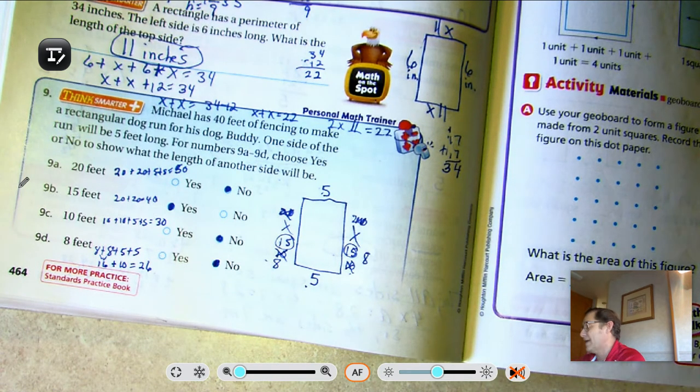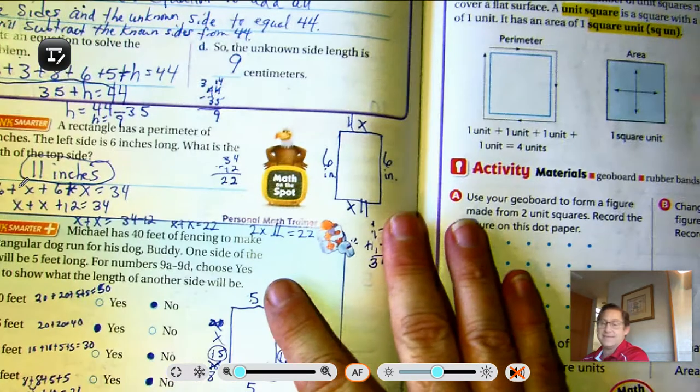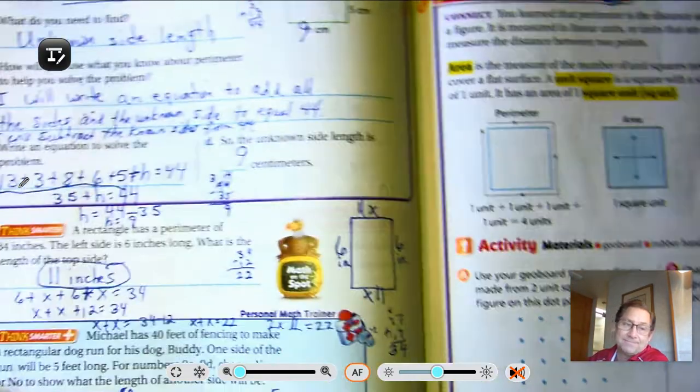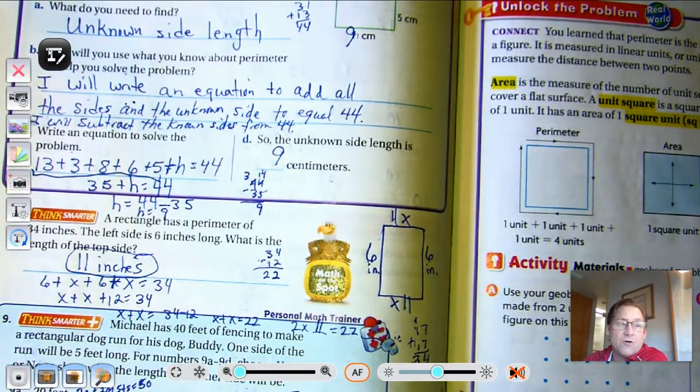All right, so that's it for finding the unknown side lengths in a problem. In our next lesson, we'll be working on understanding area. So until then, may the numbers always be in your favor.